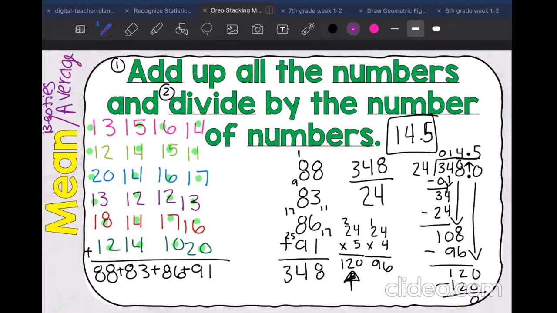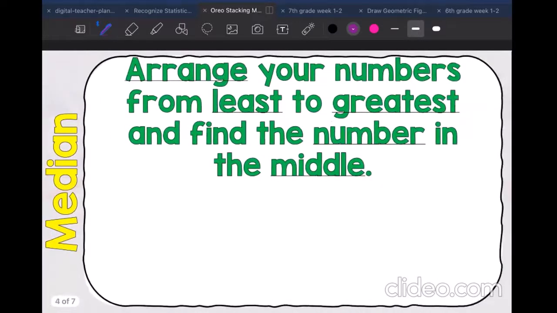So if I want to figure out what the middle number is, I'm going to do something called the median. I'm going to put my numbers in order from least to greatest, and then I'm going to find the number in the middle. So in order to figure out what the median is, or the middle, I'm going to arrange all of my numbers from least to greatest, and then figure out which one lands in the middle.